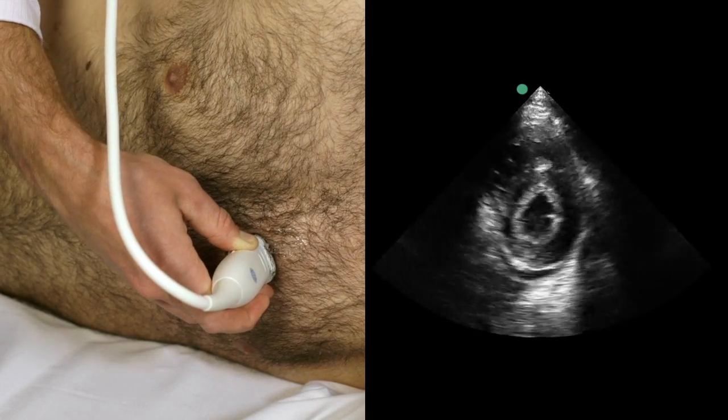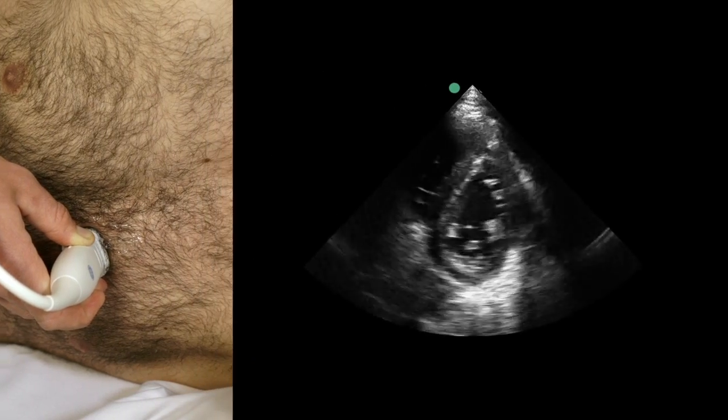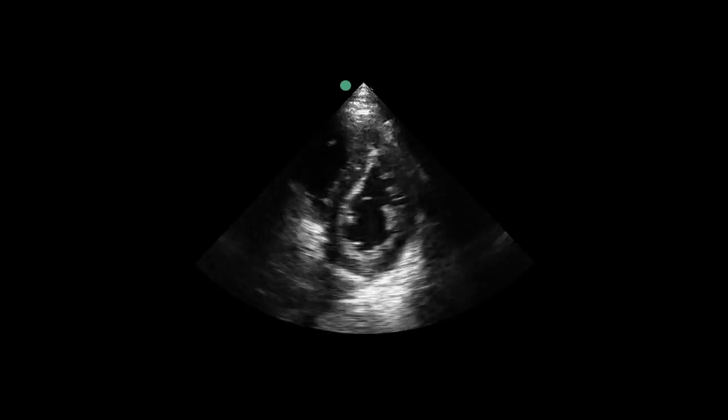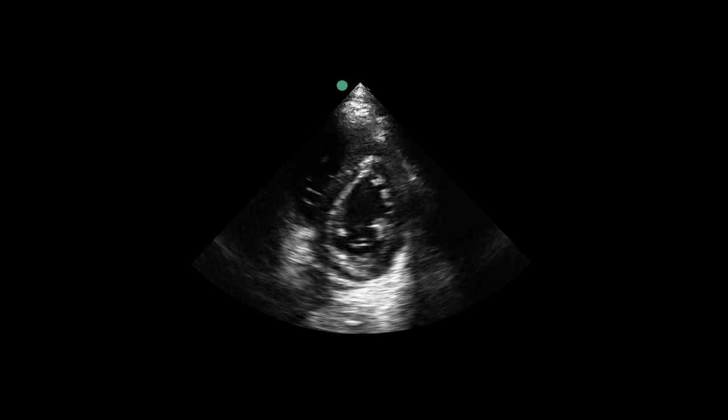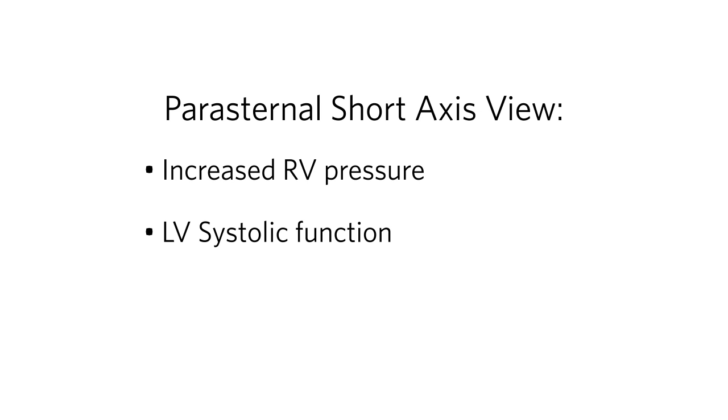If you see the characteristic fish mouth appearance of the mitral valve, you are too cephalad. Slide the probe towards the apex to find the papillary muscles. The parasternal short-axis view adds the ability to assess for increased RV pressure and offers another view to check for LV systolic function and pericardial effusions.